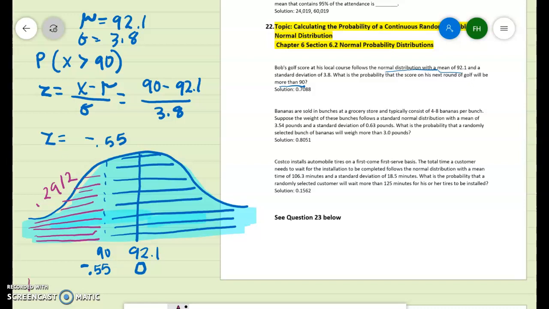So if I know that the pink and the blue add up to 1, to find the greater than 90, I'm going to take the number 1. You always do this if you want greater than. 1 minus 0.2912 equals 0.7088. So it's important if you're looking for greater than, you're going to do 1 minus whatever you get in the table. If it's less than, then the number in the table would be your answer. So the probability that his golf score is more than 90, there's a 70% probability of that.